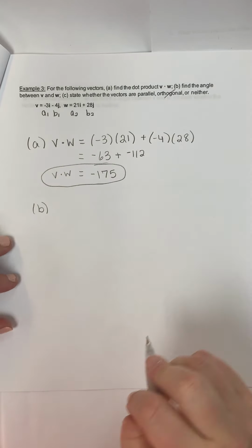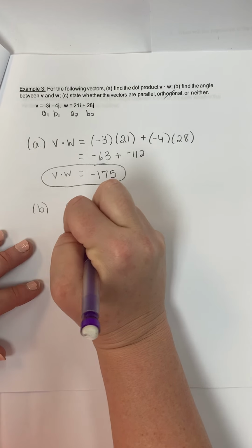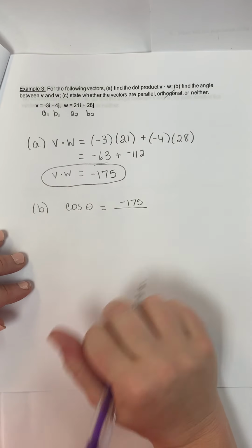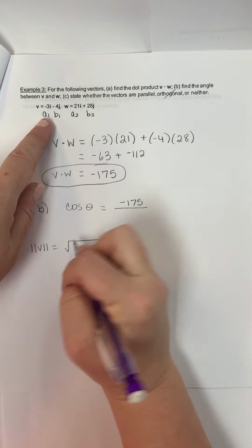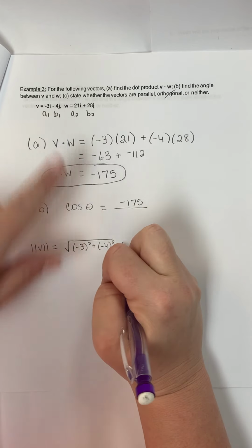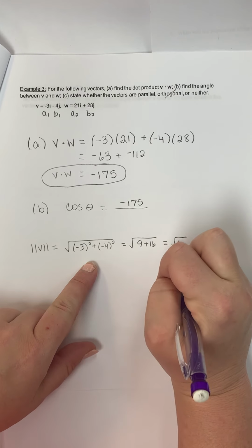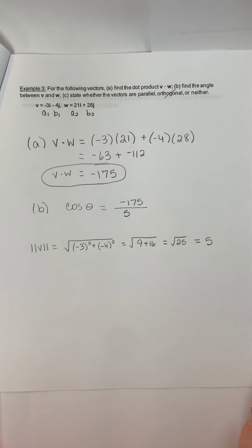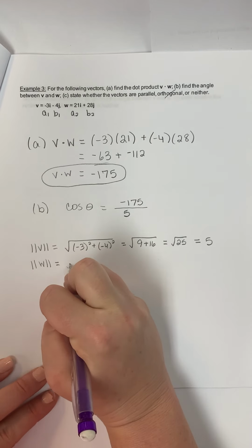got to keep going. Okay, now for B, we want the angle between. So remember, that means dot product in the top, magnitude of each in the bottom. So magnitude of V is going to be negative 3 squared plus negative 4 squared. Okay, that gives me a 9 plus a 16. That is a 25. Square root of 25 is 5. Very nice. Okay, let's find the magnitude of W.